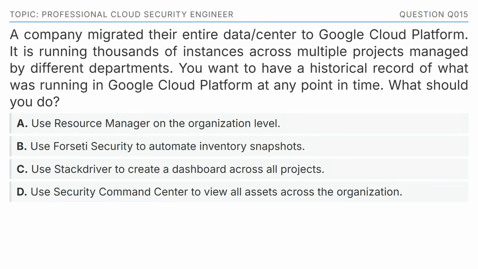A company migrated their entire data center to Google Cloud Platform. It is running thousands of instances across multiple projects managed by different departments. You want to have a historical record of what was running in Google Cloud Platform at any point in time. What should you do? The options are: Option A, use Resource Manager on the organization level.